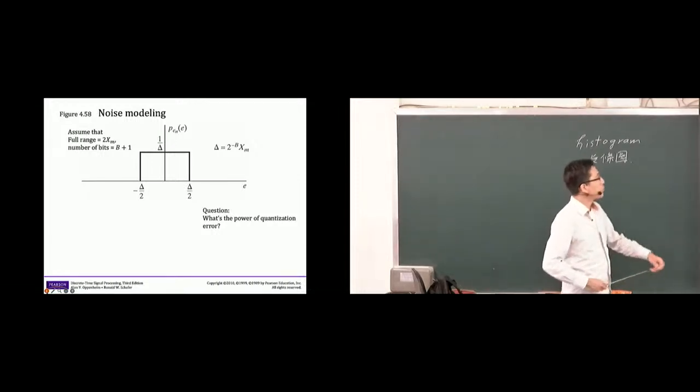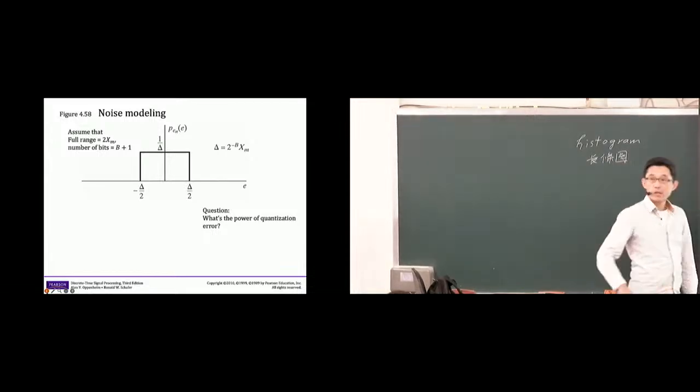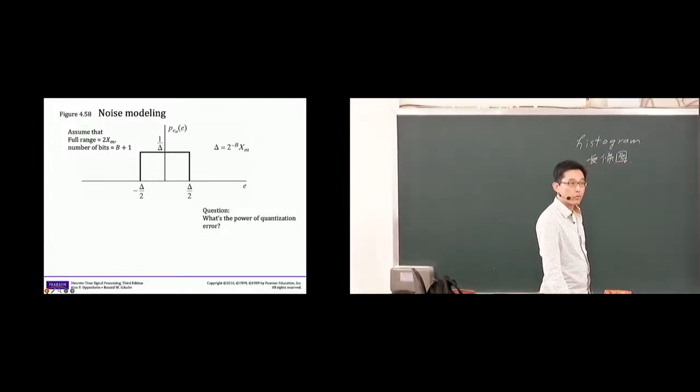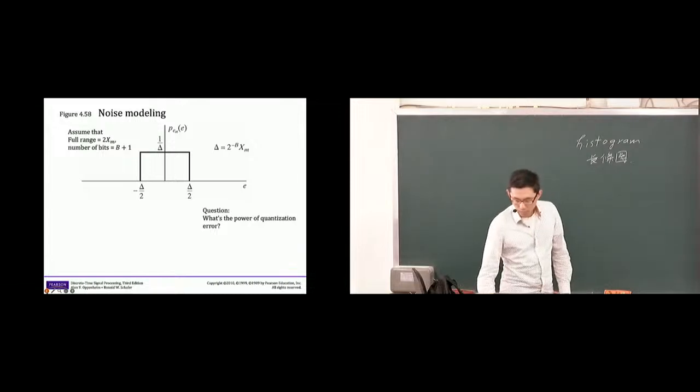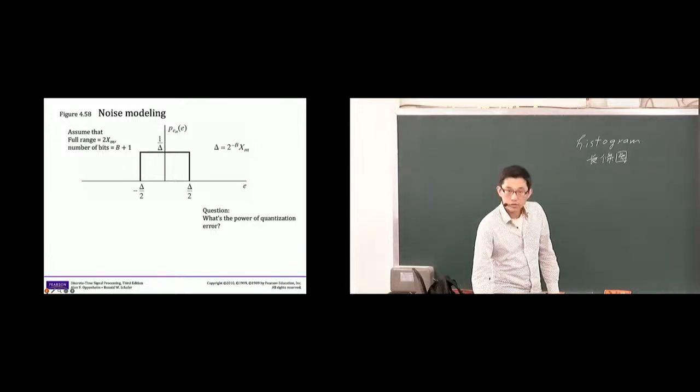So this is a way to model the noise sample by sample. Every sample is a random variable. We are not sure of each one, but statistically, the average of the noise squared should be equal to delta squared divided by 12, assuming that the error is uniformly distributed. So far, so good.